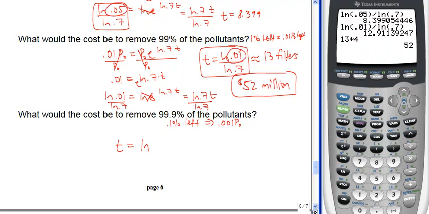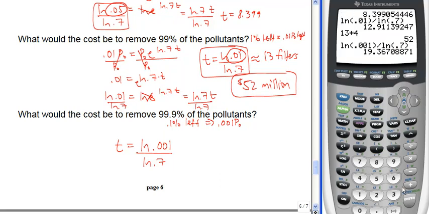So 95%, we needed 0.05. For 99%, we needed 0.01. So for 99.9%, we would need 0.001. And both of these were being divided by that ln of 0.7. So let's figure out what this would be. Whoops, one too many zeros. So I'm going to round that up to the next highest amount to ensure that we're getting at least 99.9%. So this is going to be about 20 filters needed.